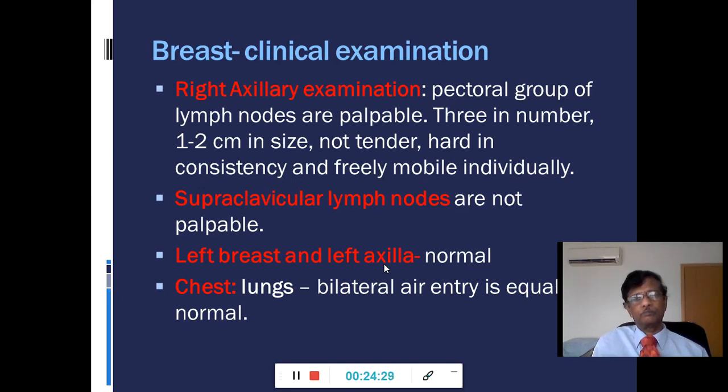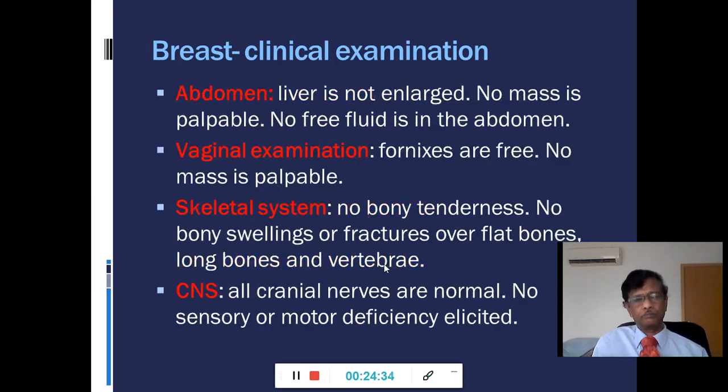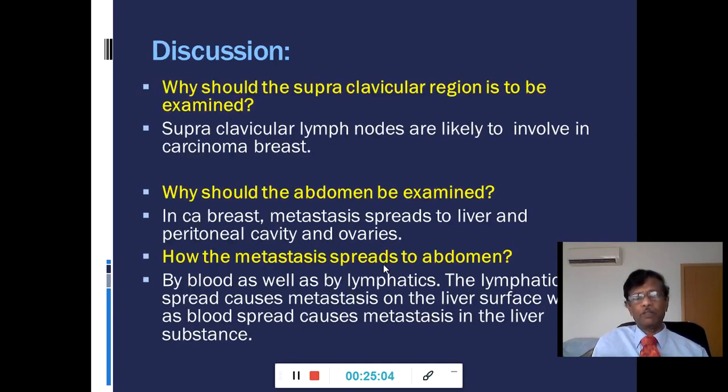Chest, lungs: bilateral air entry is equal and normal. Abdomen: liver is not enlarged, no mass is palpable, no free fluid in the abdomen. Vaginal examination: fornices are free, no mass is palpable. Skeletal system: no bony tenderness, no bony swellings or fractures over flat bones, long bones and vertebra. CNS: all cranial nerves are normal, no sensory or motor deficiency elicited. Yes, you have thoroughly examined even for the metastasis also.